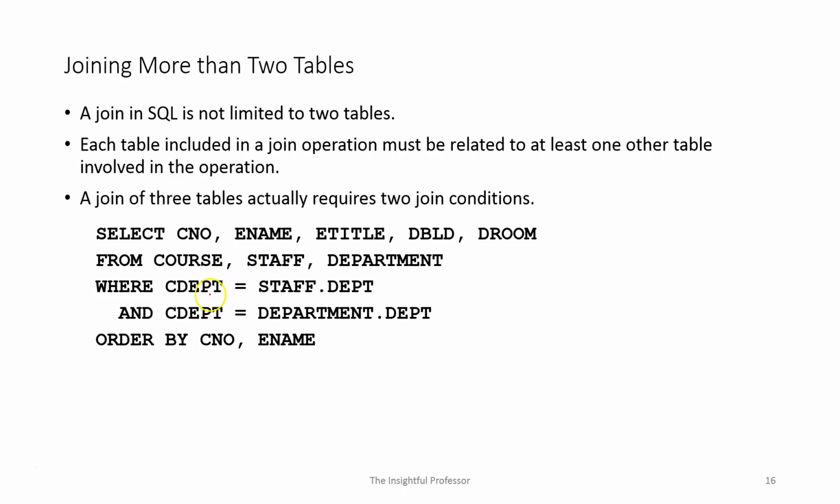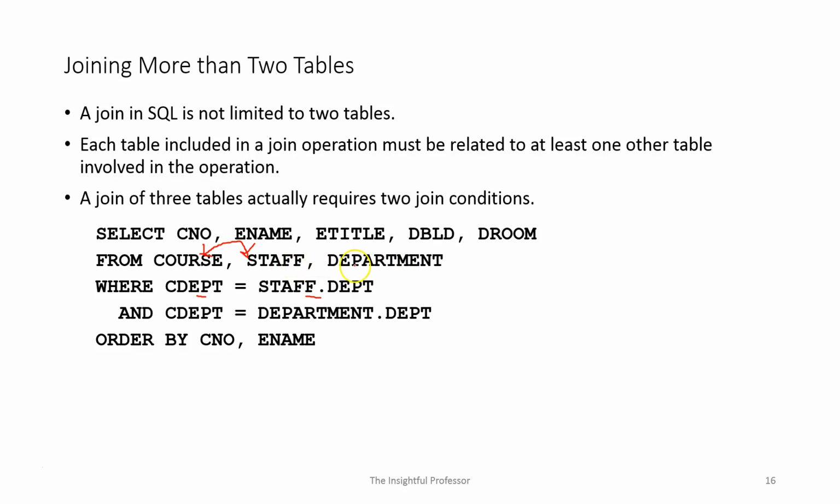What I said to do was take C department, which comes from course, and staff DEPT, and basically I'm saying let's connect these two tables here. So there are two tables that are joined. Now I got this third table sitting there of department.